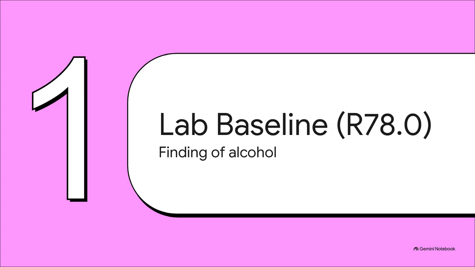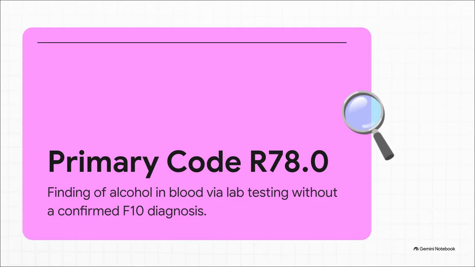All right, Section 1, establishing our lab baseline with R78.0. So what exactly is primary code R78.0? Well, it's strictly defined as a finding of alcohol in the blood. It's an objective fact, right? Triggered directly by a positive lab test. But here's the absolutely crucial part. You only use this code in the total absence of a confirmed F10 diagnosis. That means no documented alcohol abuse or dependence yet. It's just a standalone clinical finding.